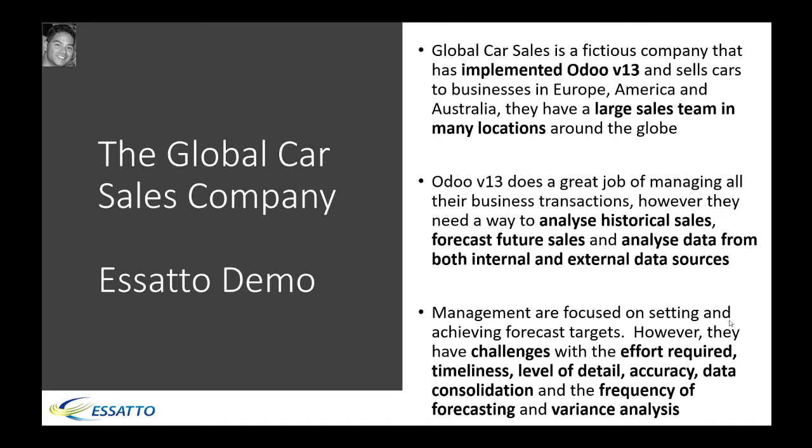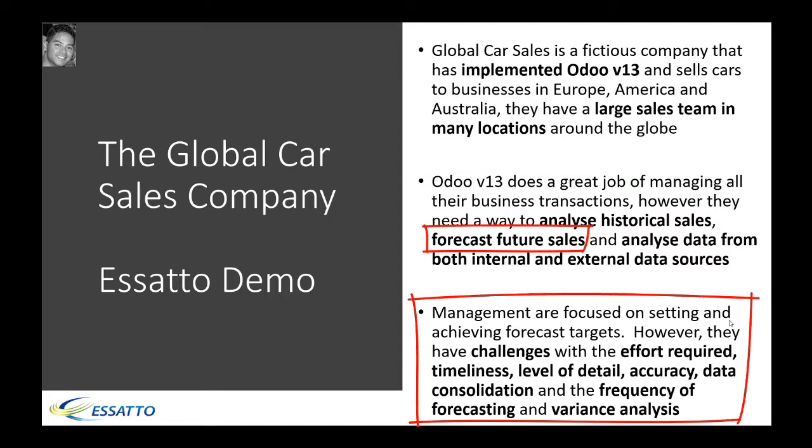Some background on Global Car Sales. They've recently implemented Odoo v13 to replace their legacy ERP. Essatto is refreshed with data from Odoo and other key systems daily. They have a large sales team distributed across the globe. And Odoo does a great job of managing all their business transactions, but they do have some challenges with forecasting sales.